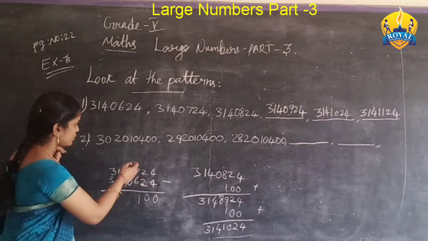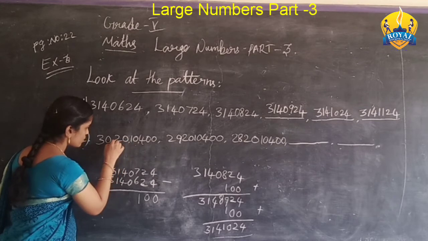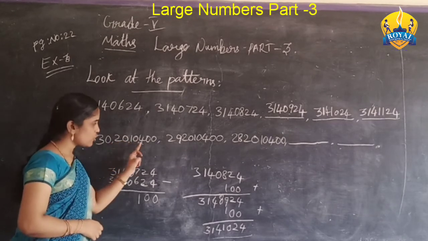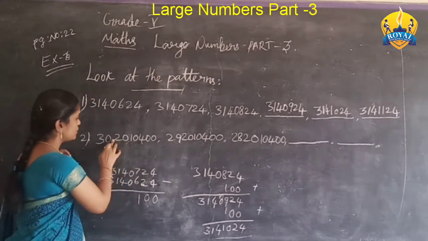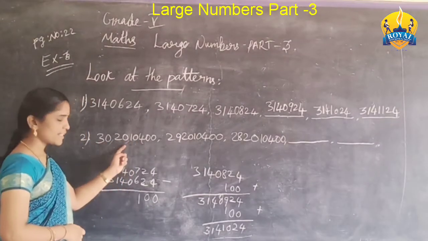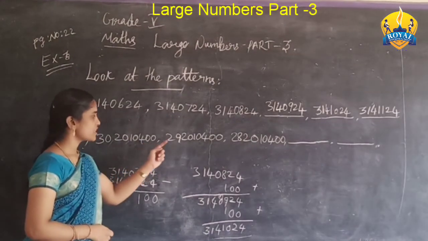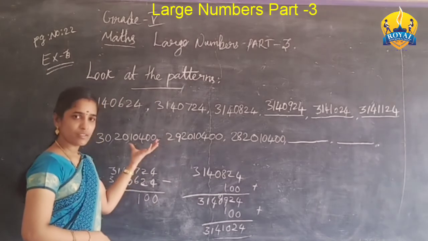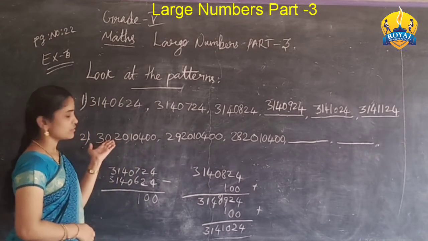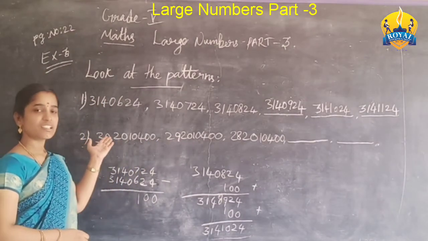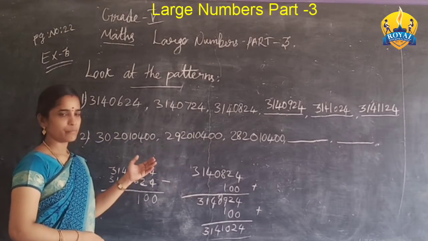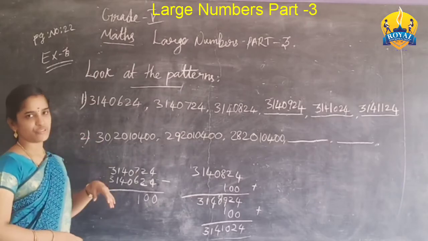The next one is here, look at this series. 30, how do we read it? 30 crore, 20 lakh, and 10,400. What is this? 30 crore, 20 lakh, 10,400. The next one is 29 crore. Here, what is this? It is descending order. So it is a descending order, so we subtract the differences.